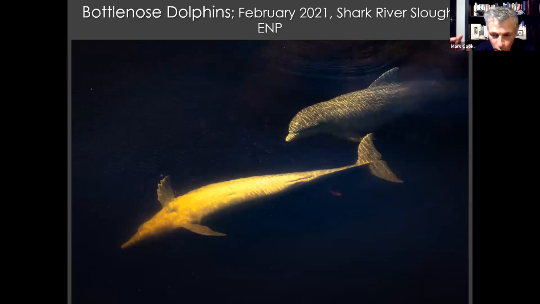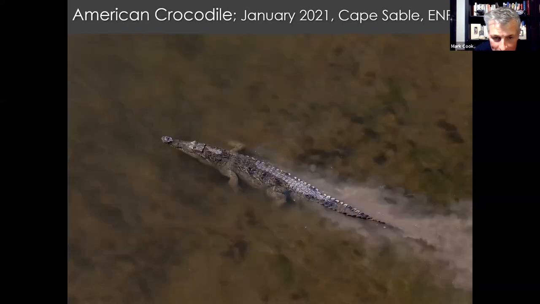It wasn't just bald eagles; there were other predators. We've got dolphins. These were about 10 miles up Shark River Slough, way up into the freshwater system. The freshwater system was very productive. So many dolphins up there. I'd not seen that before, so that was interesting.